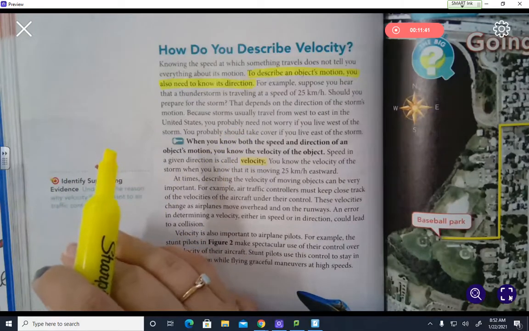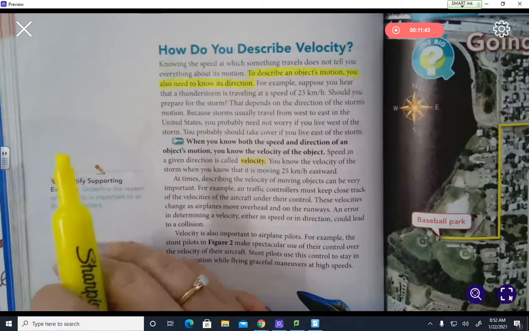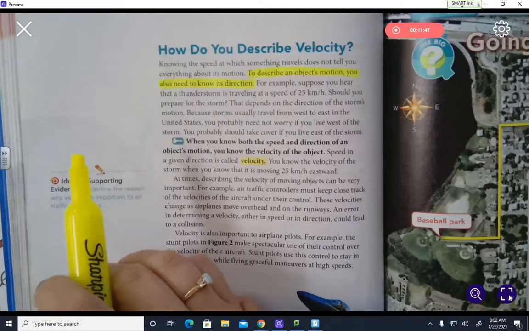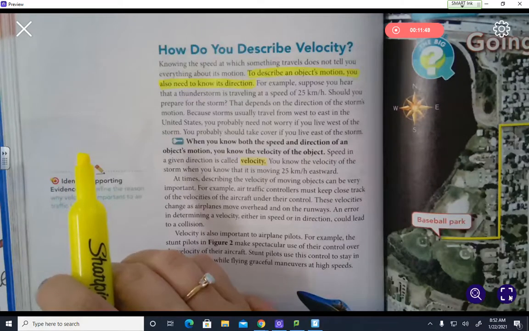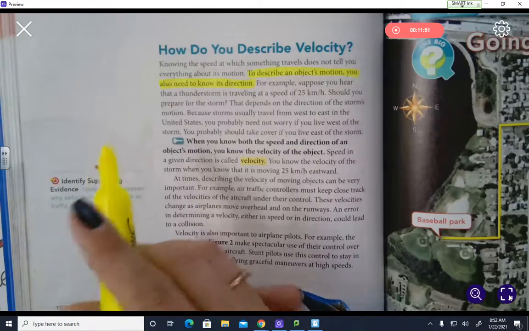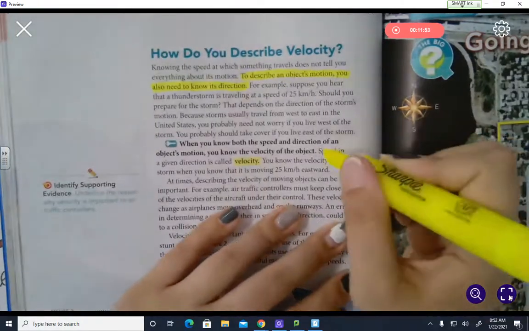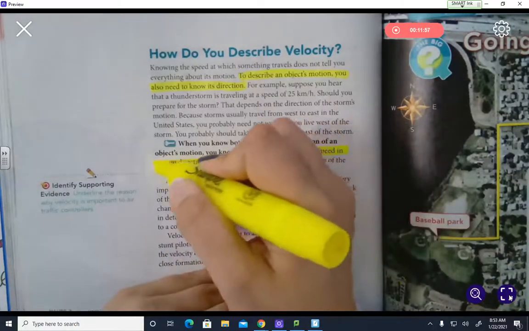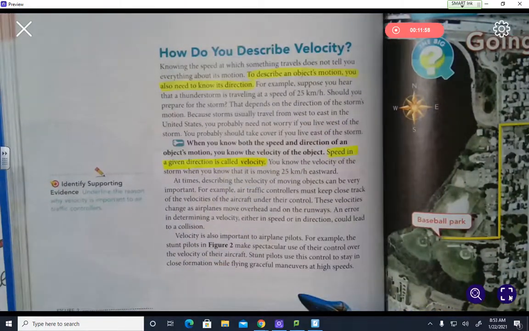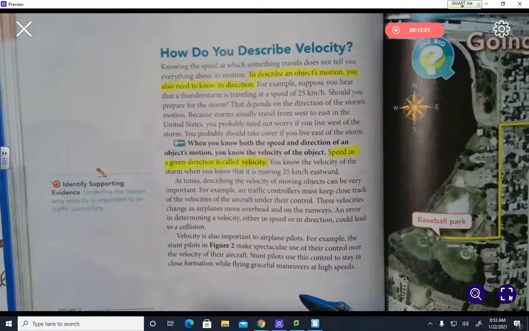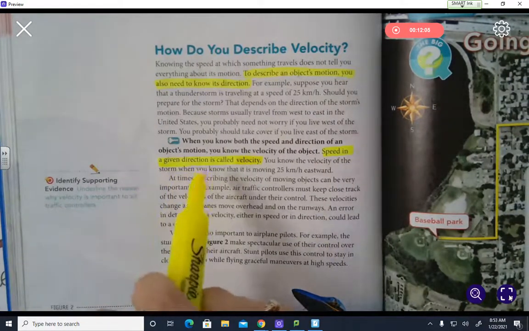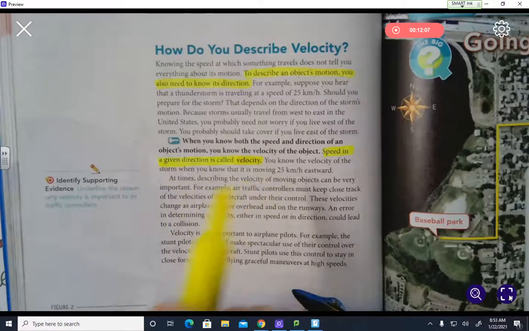When you know both the speed and direction of an object's motion, you know the velocity of the object. Speed in a given direction is called velocity. Highlight that. That is the definition of velocity. Speed in a given direction. You know the velocity of the storm when you know that it is moving 25 kilometers per hour eastward.